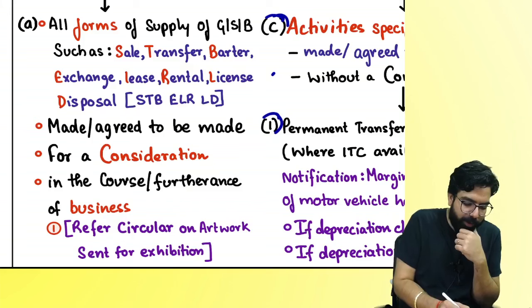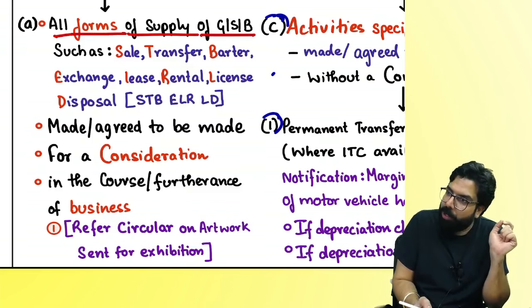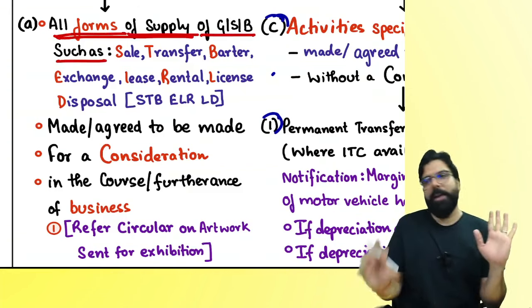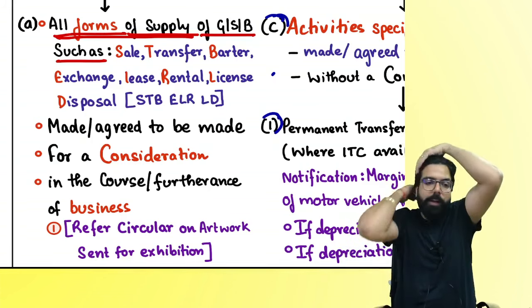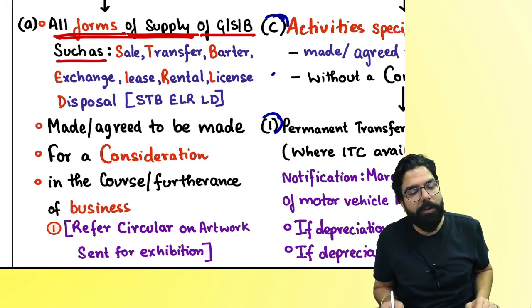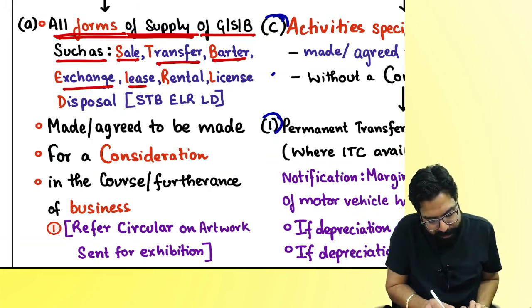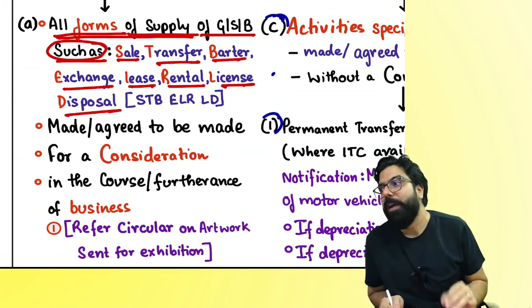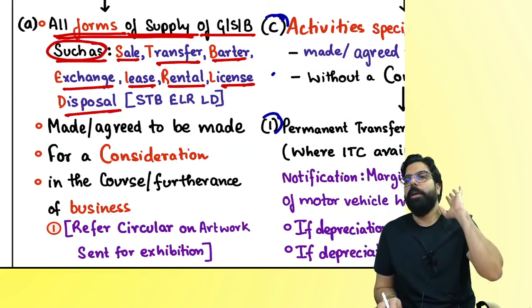See, the word used is, it should be a form of supply of goods, services or both, such as. It should be a form of supply, meaning it should be an activity. Whether you call the activity sale, transfer, barter, exchange, lease, rental, license, disposal. "Such as" means only for example. If you have any other name, then that activity also will be included.